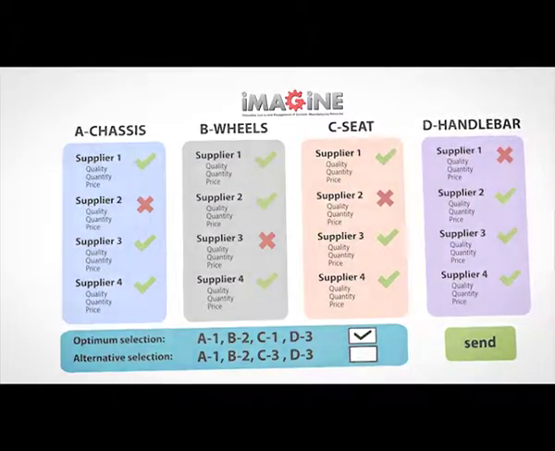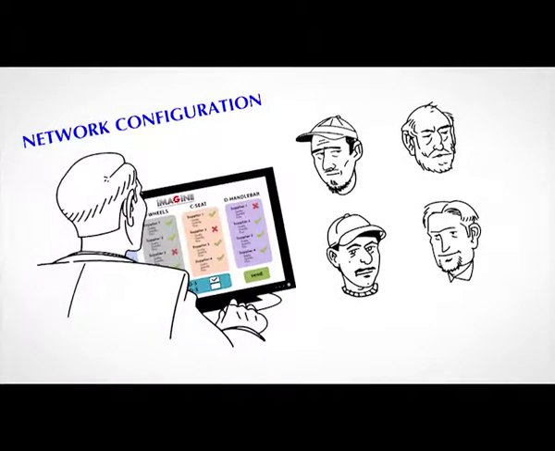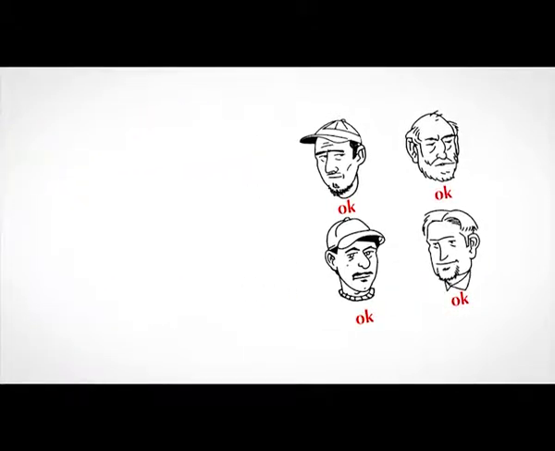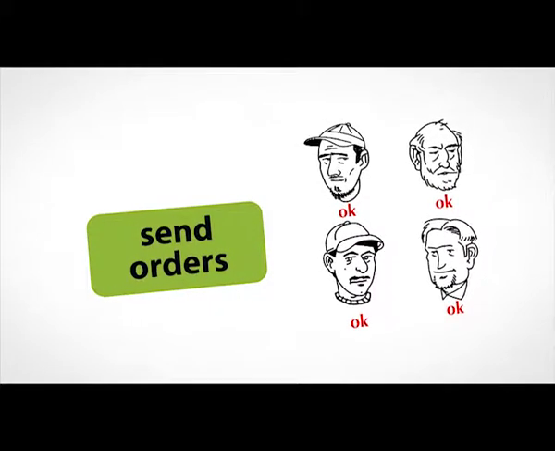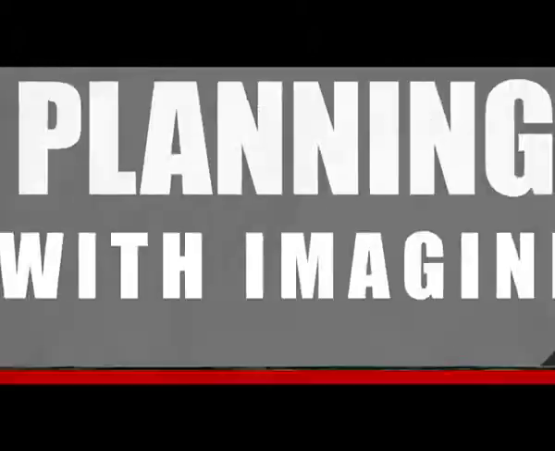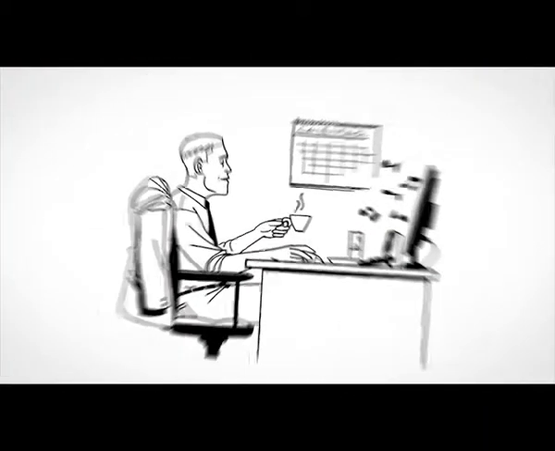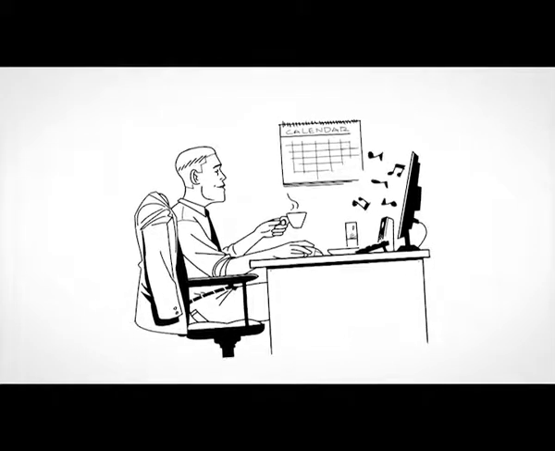Mr. Goodworth needs only to review the alternatives proposed by the Imagine platform and select the most appropriate ones. The platform sends out the manufacturing orders to the selected suppliers who confirm delivery dates and initiate the production. Overwhelmed by the time saved thanks to Imagine, Mr. Goodworth is glad that the manufacturing process has started so soon.